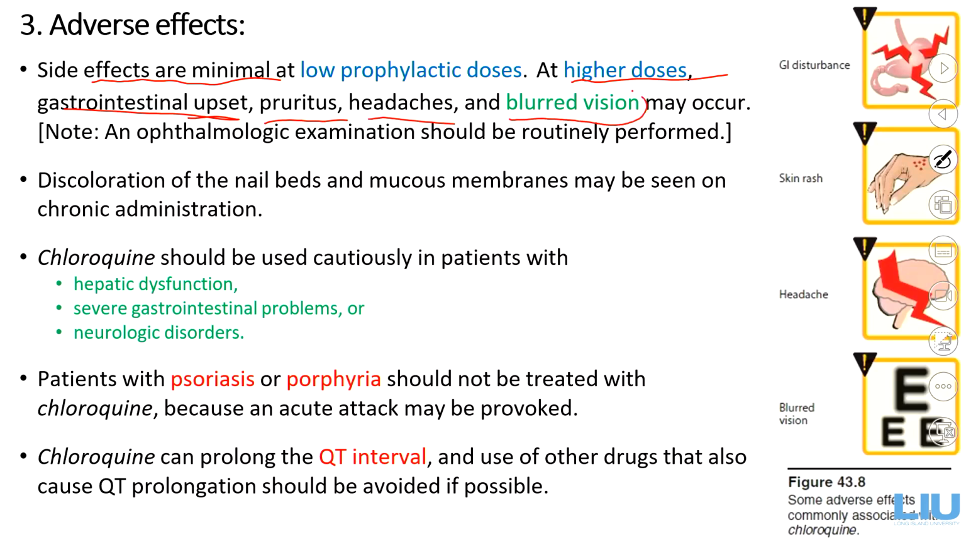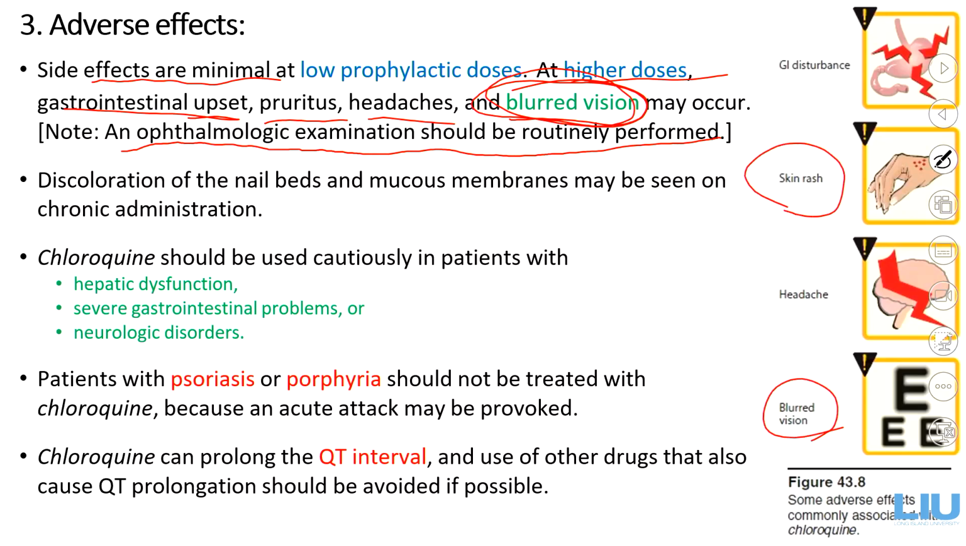headache, and blurred vision. And because of the blurred vision side effect in chloroquine, the ophthalmologic examination should be routinely performed. Okay, so I do expect you to know these. Mostly the blurred vision side effect, skin rash, of course, GI disturbances occur with most drugs, but headache, skin rash, blurred vision as side effects for chloroquine. Okay, related to the skin rash, also the discoloration of the nail beds and the mucous membranes.